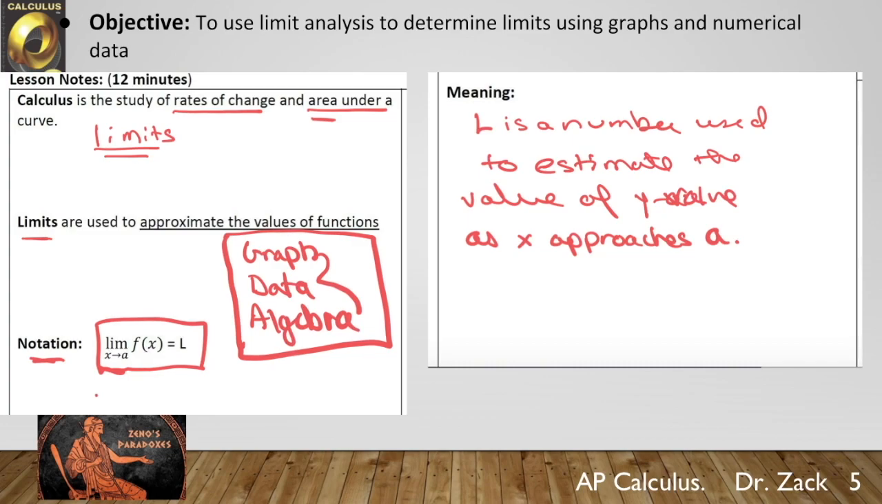Now let's look more closely at as x approaches a. When I say this, this means from both sides of a. So from both sides, not the right side, not the left side, but both sides of a. So we want to be very clear that x is approaching from both sides.